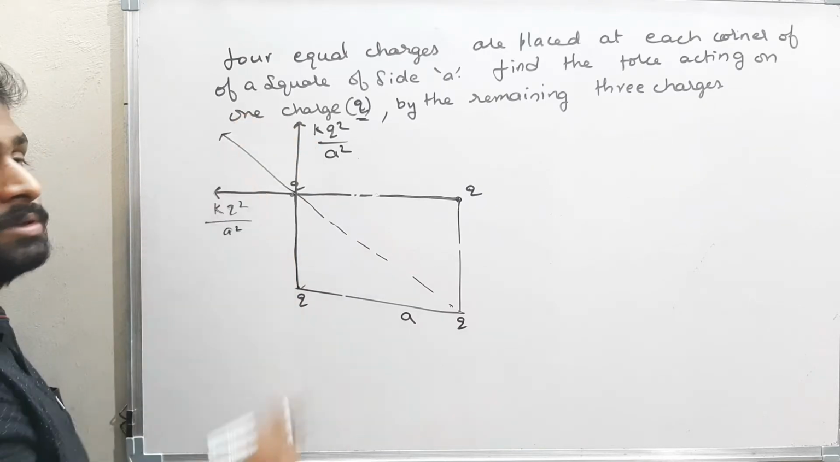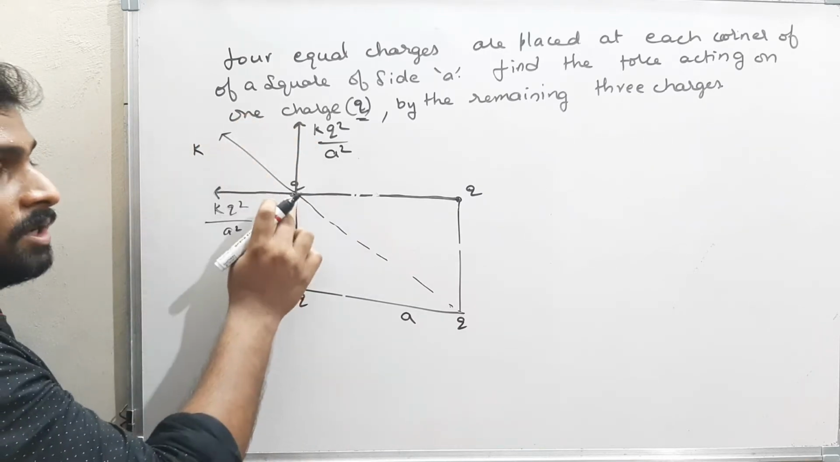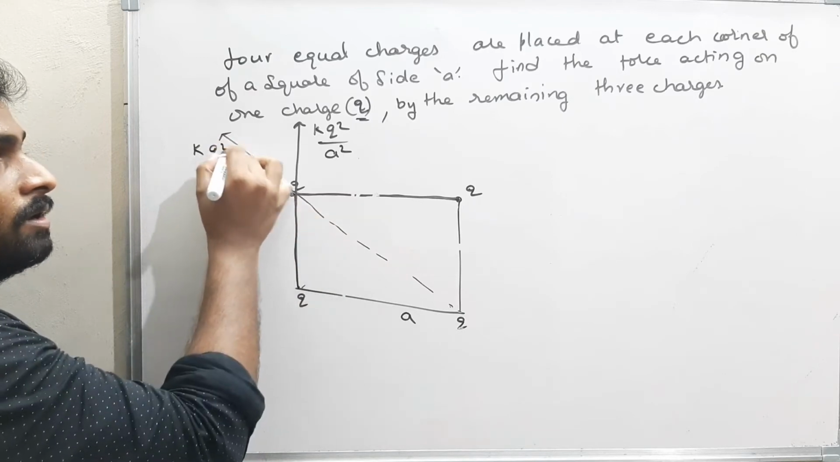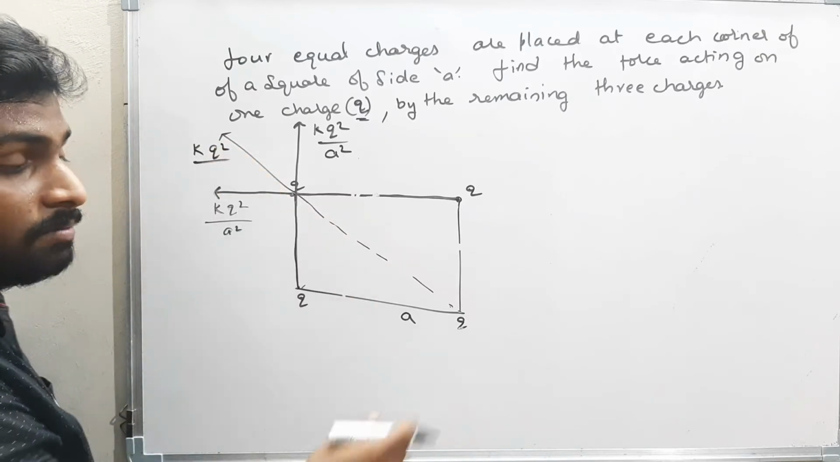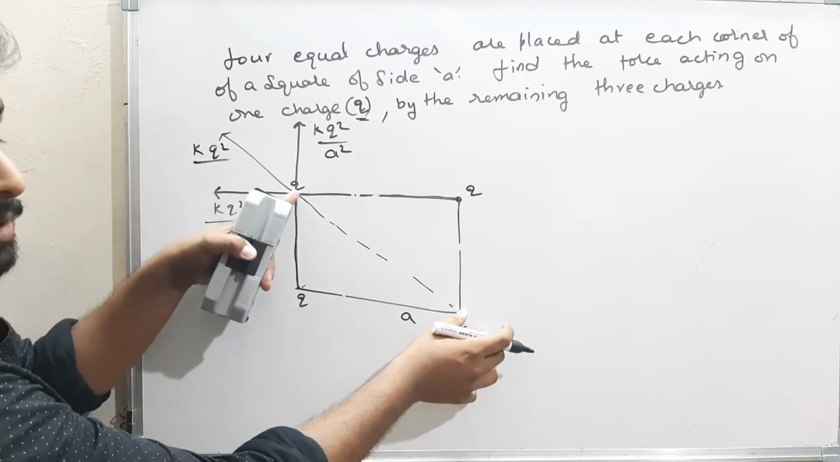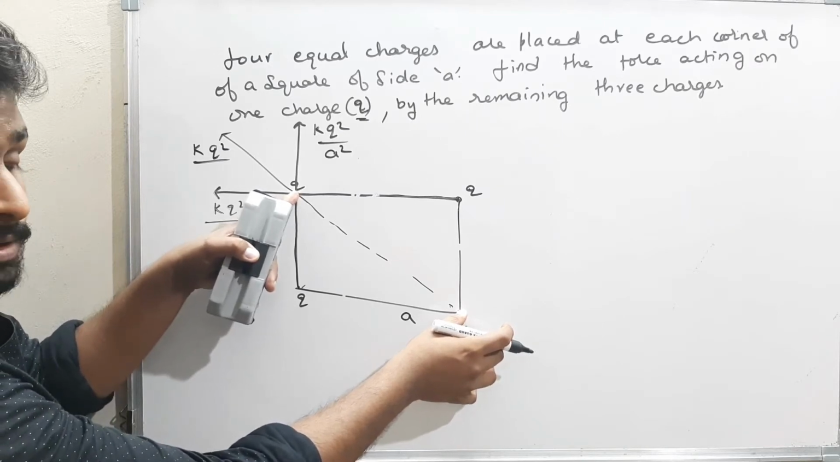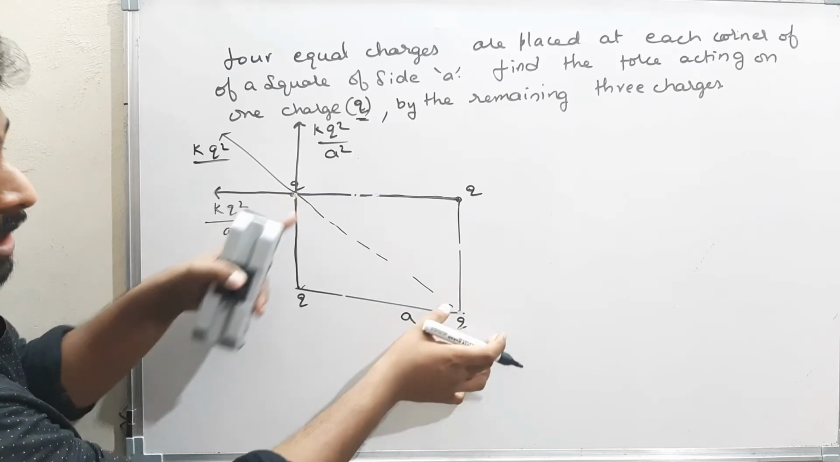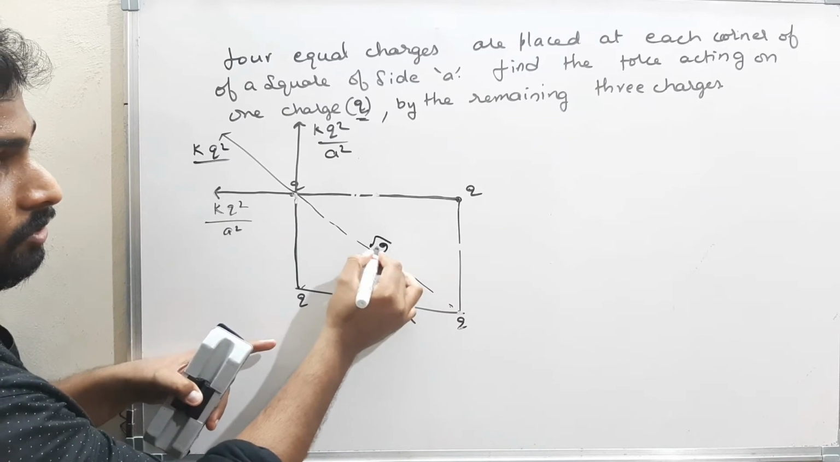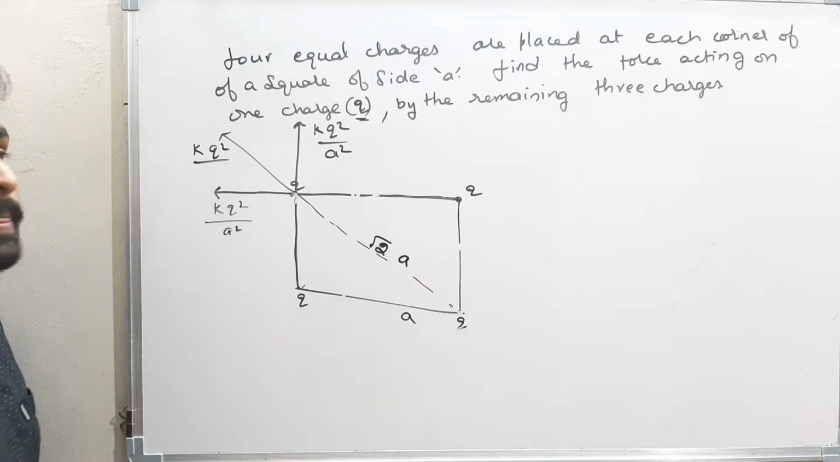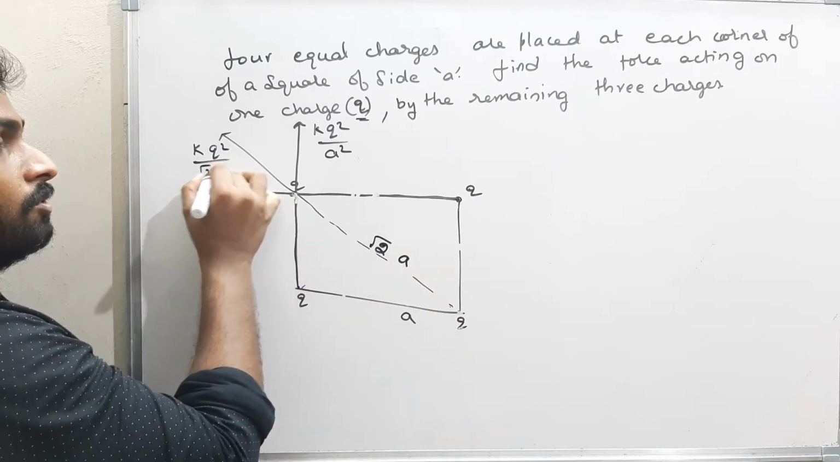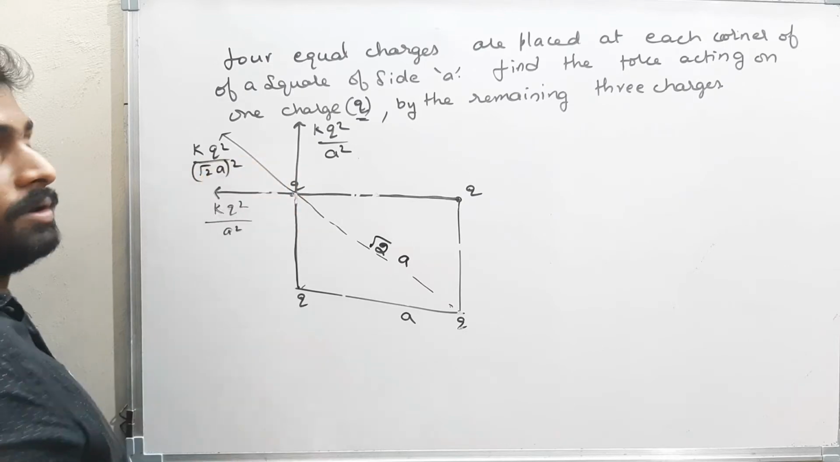Now what is the force? K, what is the charge? Q into Q is Q square by, what is the distance between them? Distance between them is not A. It is a diagonal of a square. If it is a diagonal of a square, what is the diagonal? If the side is A, then diagonal will be root 2A. Therefore, root 2A whole square.